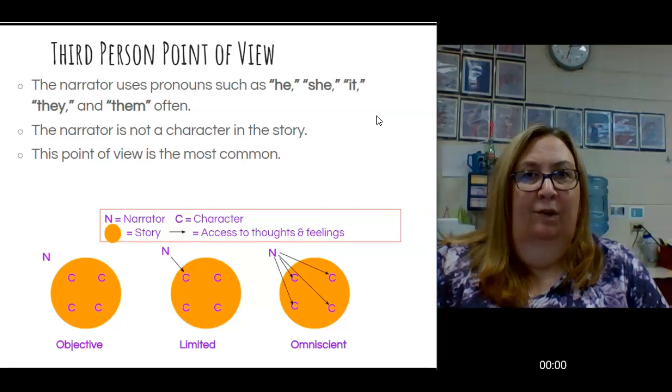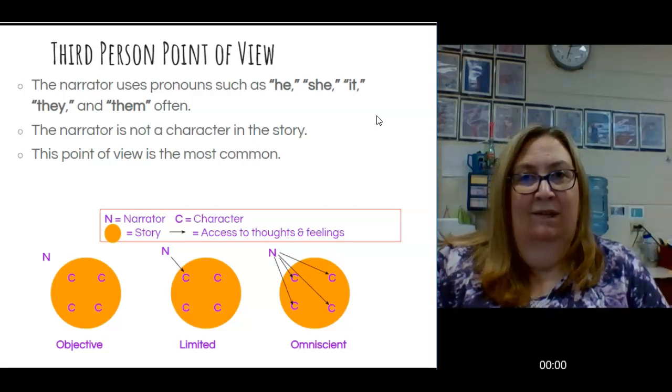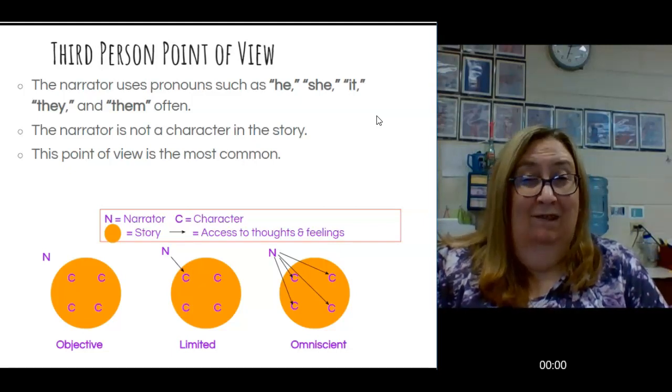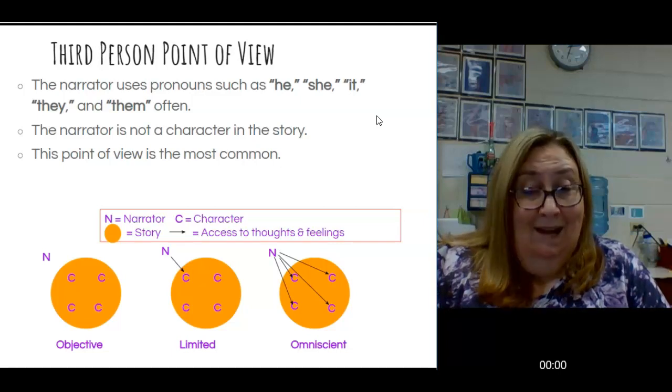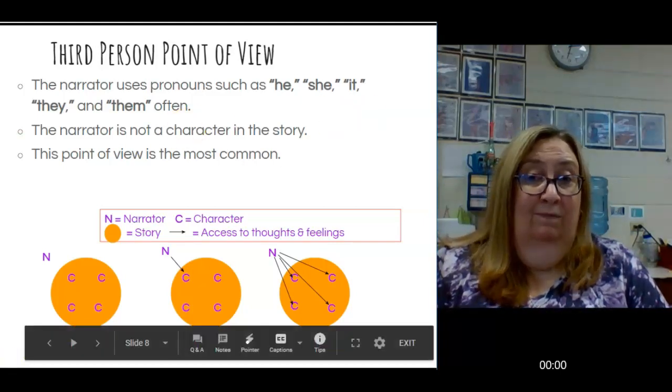It's kind of like watching a movie. You're watching things happen to characters on the screen, but you're not involved in what's happening. So reading a story from a third person point of view is kind of the same thing. Today, we're going to be talking about second person point of view.